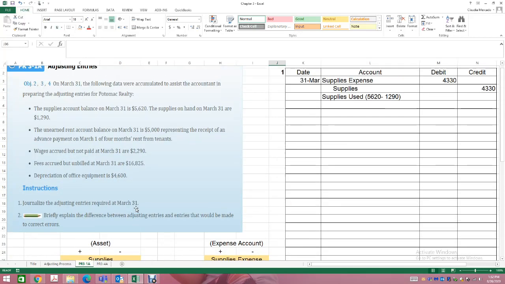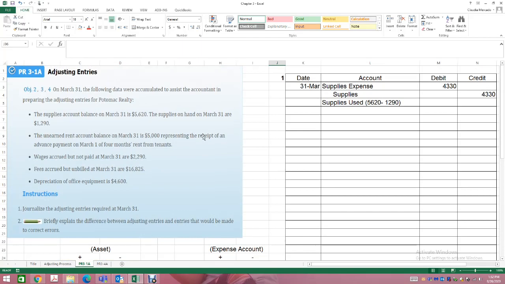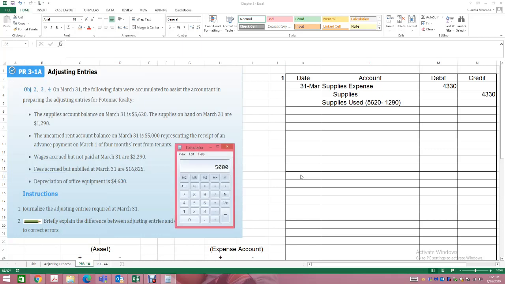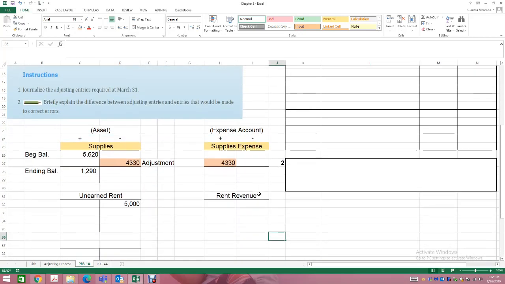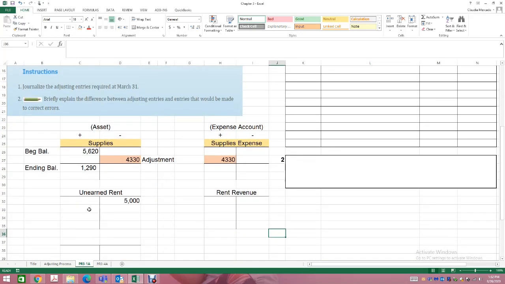Now it's saying that that happened on March the 1st. The whole month of March has passed by. So now for that whole month of March, the rent has been used up. So that represents 1 month's worth of rent. So we had said that 1 month's worth of rent was $5,000 divided by 4. 1 month's worth of rent is $1,250. So now we have to reduce my unearned rent by that amount.